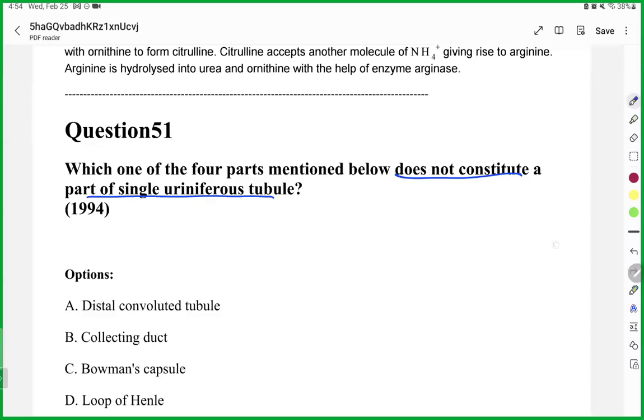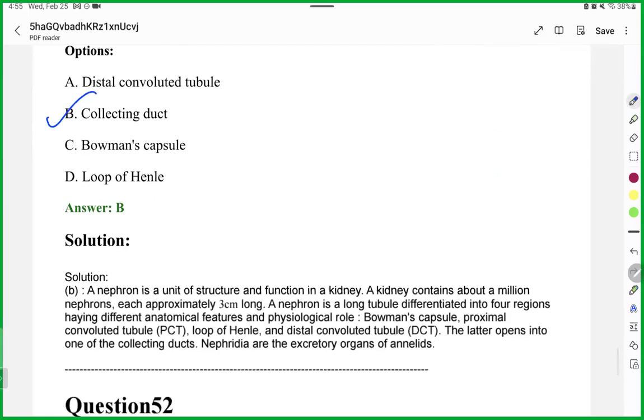Single uriniferous tubule meaning? Uriniferous tubule means nephron part. Distal convoluted tubule is correct. Loop of Henle is correct. Bowman's capsule is also correct, right? So the answer will be correct in that.